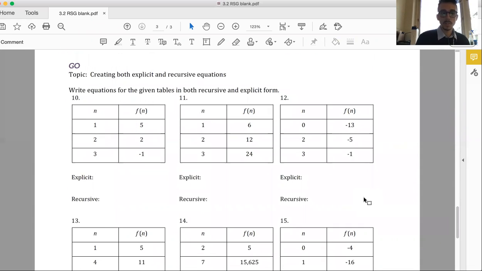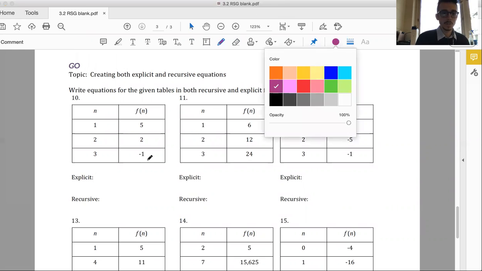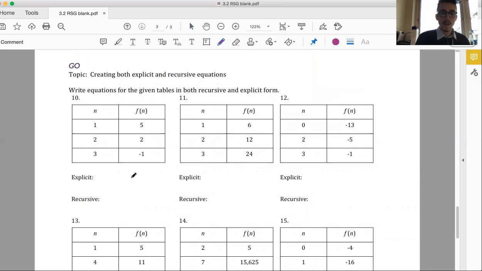We're then going for the explicit and recursive down here. We've seen these quite a bit. So let's hop into it. Switch this to purple. I know that our starting point always is mentioned in the recursive. So I'm saying my starting point is 5. And then how do you think this is continuing?